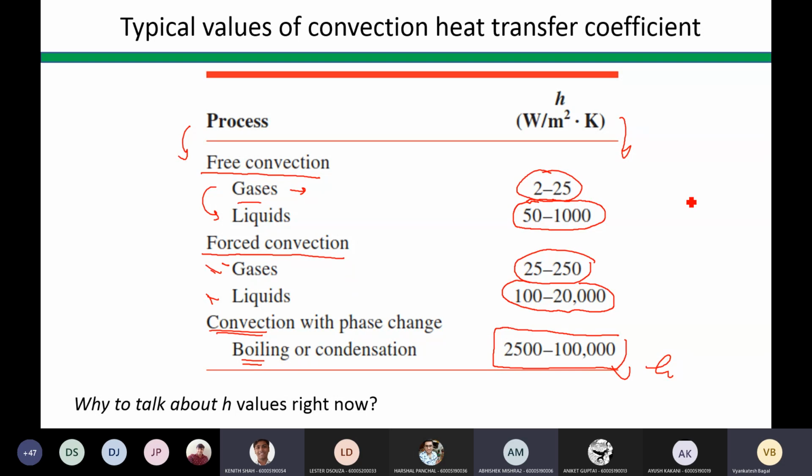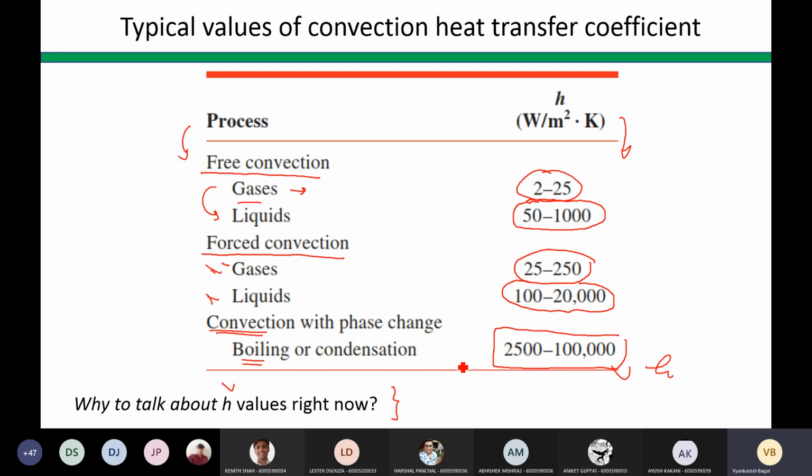Yes, sir. Now the question which I am going to raise here is, why talk about the h values right now? Why is it so important that I am straightaway introducing the heat transfer coefficient in the very second or third lecture of heat transfer? Because this term has got huge importance, the heat transfer coefficient h.